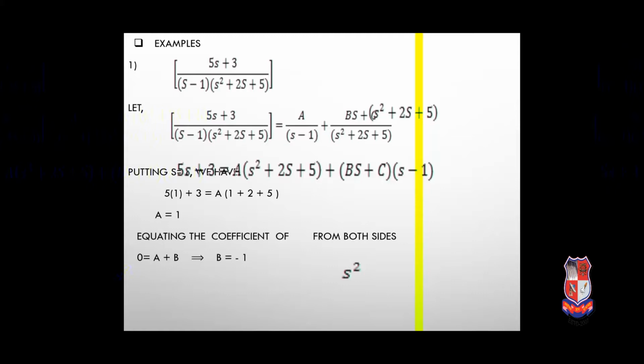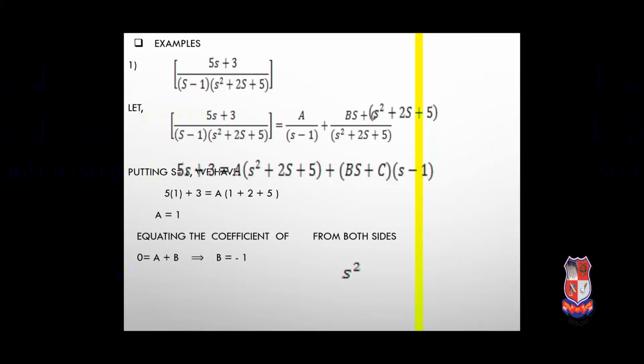First of all, we have to find the value of a. Therefore, we put the value of s equal to 1. If we put s equal to 1, then the b and c terms become 0, and it is easy to find a. Therefore, we take s equal to 1 here to find the value of a in the above equation.